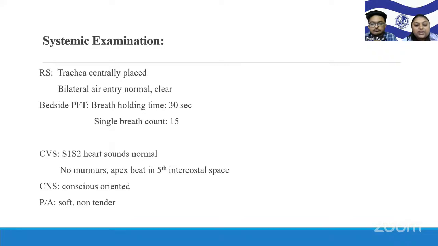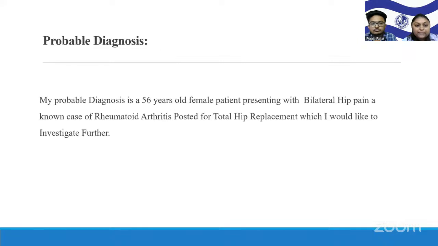On cardiovascular examination, the heart sounds were normal without any murmurs, and the apex beat was in the 5th intercostal space. The CNS examination revealed a conscious, oriented patient with a soft, non-tender abdomen. So my probable diagnosis is a 56-year-old female patient presenting with bilateral hip pain, a known case of rheumatoid arthritis on medication, posted for total hip replacement, which I would like to investigate further.